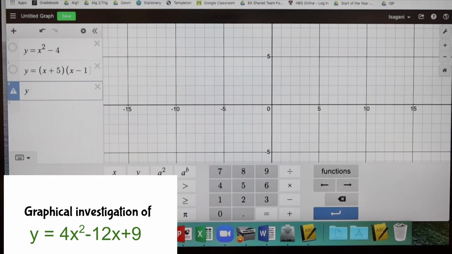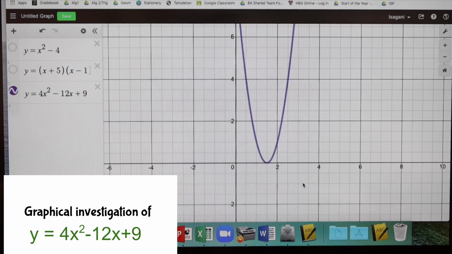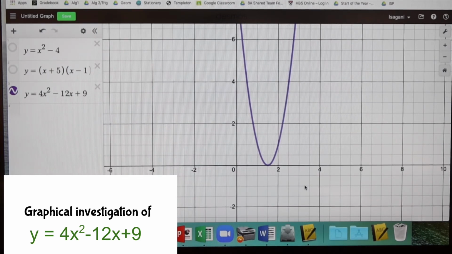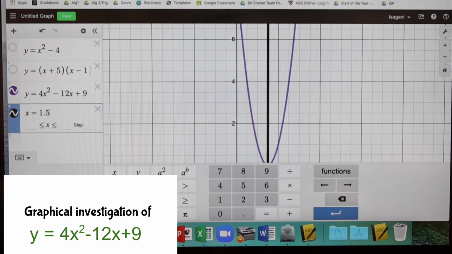Now let's consider this quadratic function y is equal to 4x squared minus 12x plus 9. And if you look at the graph of this quadratic function, we notice that the graph intersects the x-axis at only one point, at 1.5, comma 0. The vertex of this parabola is at 1.5, comma 0, and the line of symmetry is a vertical line passing through x is equal to 1.5. So the equation of the line of symmetry is x is equal to 1.5.